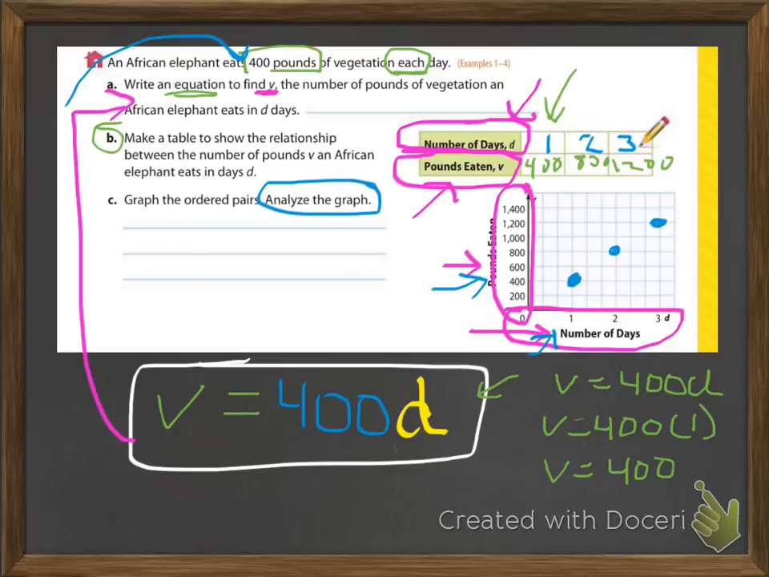So for the analyze the graph part, we want to look at the points that we're looking at on the graph, and we can see that there's a direct relationship. For every day that we go up by 400, the reason is because it's $400 each day. So you would want to say for your explanation that the graph is a line.